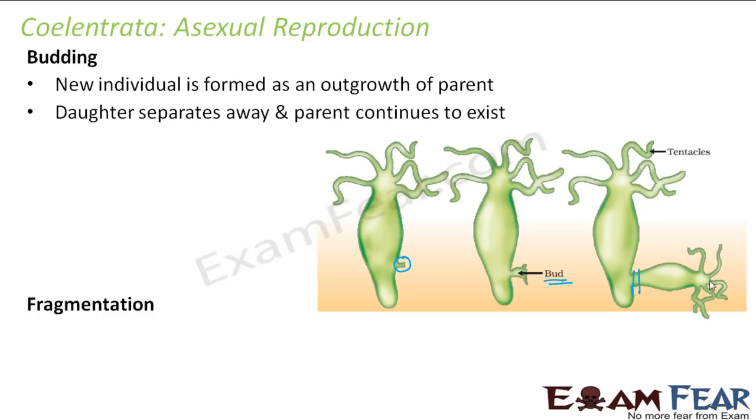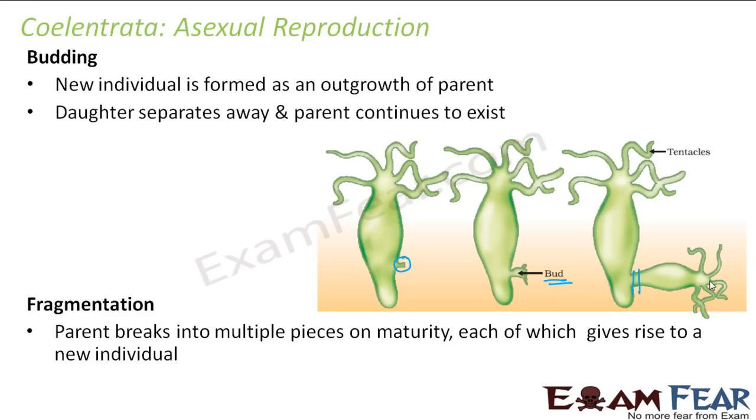Another method is fragmentation. That is, the parent breaks into multiple pieces on maturity, each of which gives rise to a new individual. You can remember the term with the help of the word fragment. Fragment means pieces. So the parent will get divided into fragments, and each fragment will give rise to a new organism. So these are some of the methods of asexual reproduction in Coelentrata.